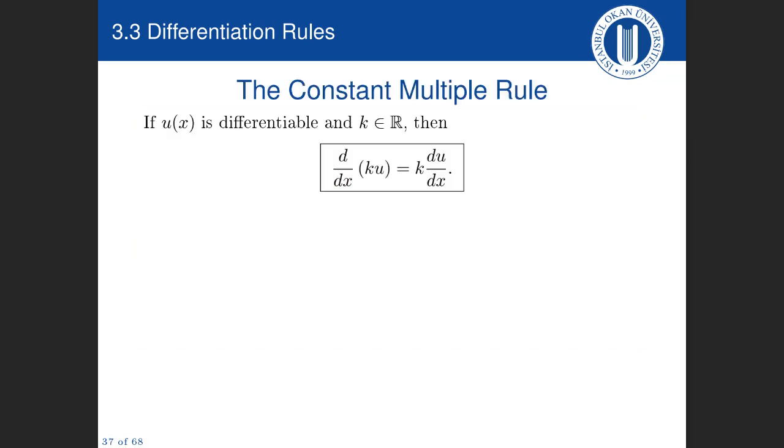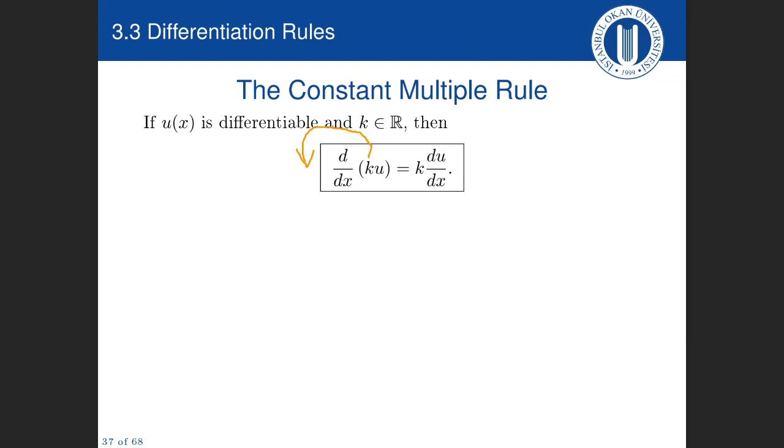Our third rule is the constant multiple rule. If u of x is a differentiable function, and if k is a number, then ku is also differentiable, and the derivative of ku is k multiplied by the derivative of u. So in other words, anytime we have a constant inside of a derivative, just like if we had it inside of a limit, we could just move that outside of the derivative, just like we can move a constant outside of a limit.